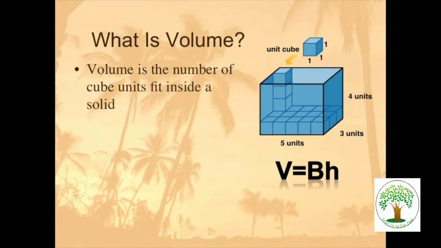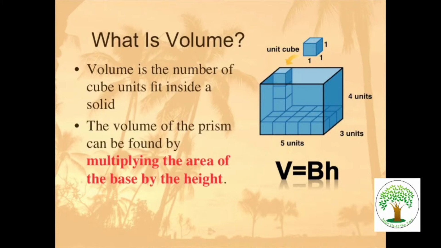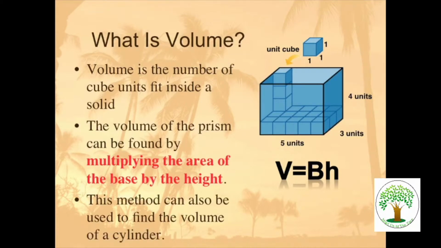We've talked about that. They're in cubic shapes. The volume of a prism is found by multiplying the area of the base, that's the large B, times its height. This method can also be used to find the volume of a cylinder, and the shape of a cylinder's base is a circle, and so we just change that capital B to the area of a circle formula.